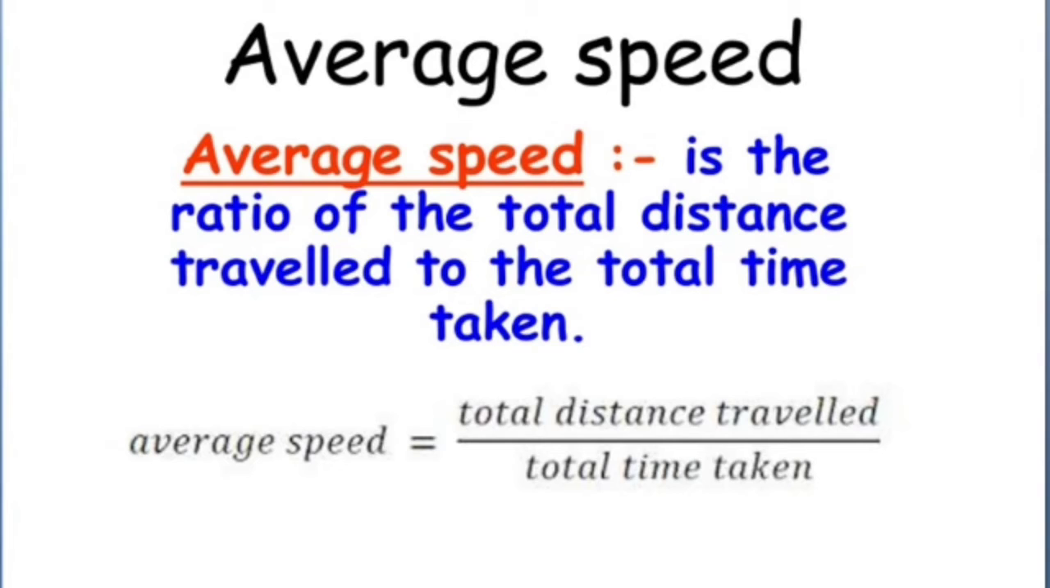Average speed. Average speed is the ratio of the total distance traveled to the total time taken. Average speed is equal to total distance traveled divided by total time taken. Let's take an example. A car travels 60 kilometers within 6 minutes. So the ratio 60 to 6 is 60 divided by 6, which is equal to 10. So the average speed of the car is 10 kilometers per hour.